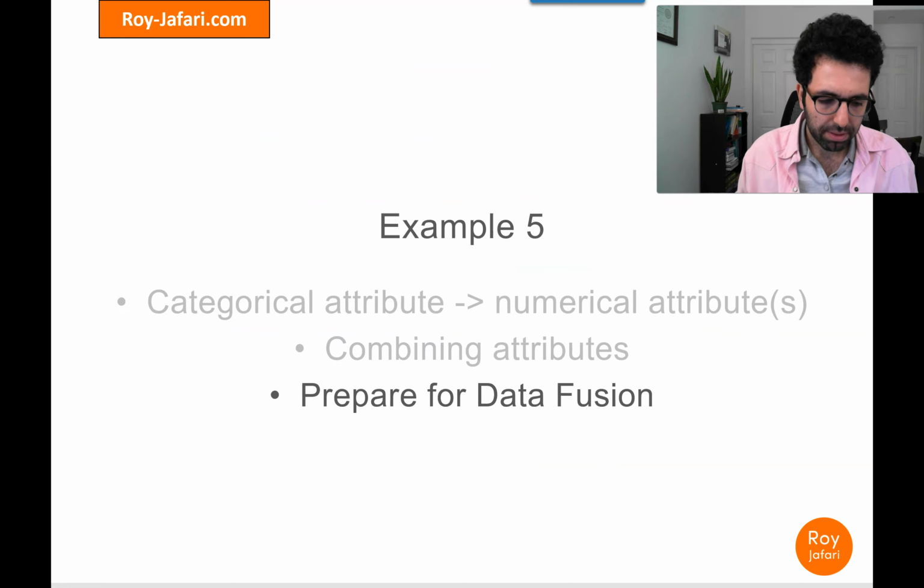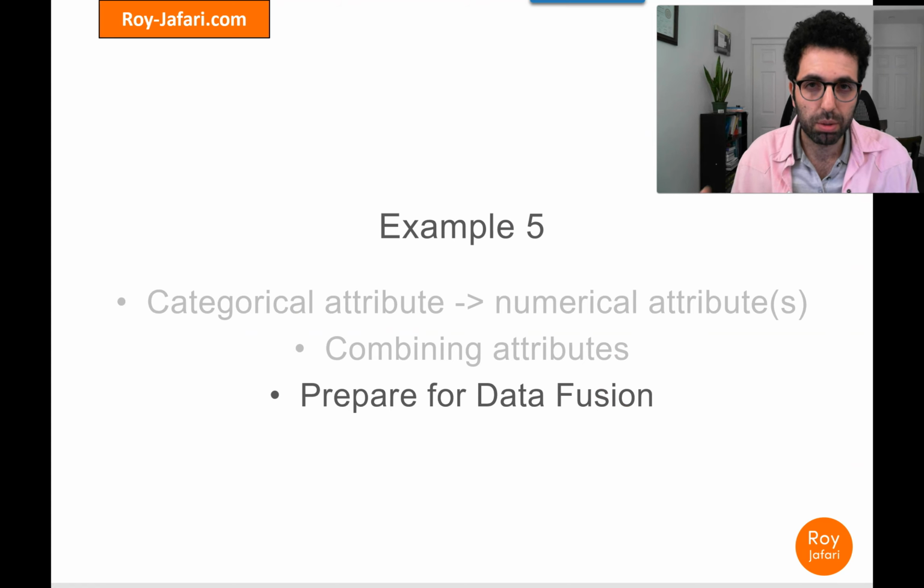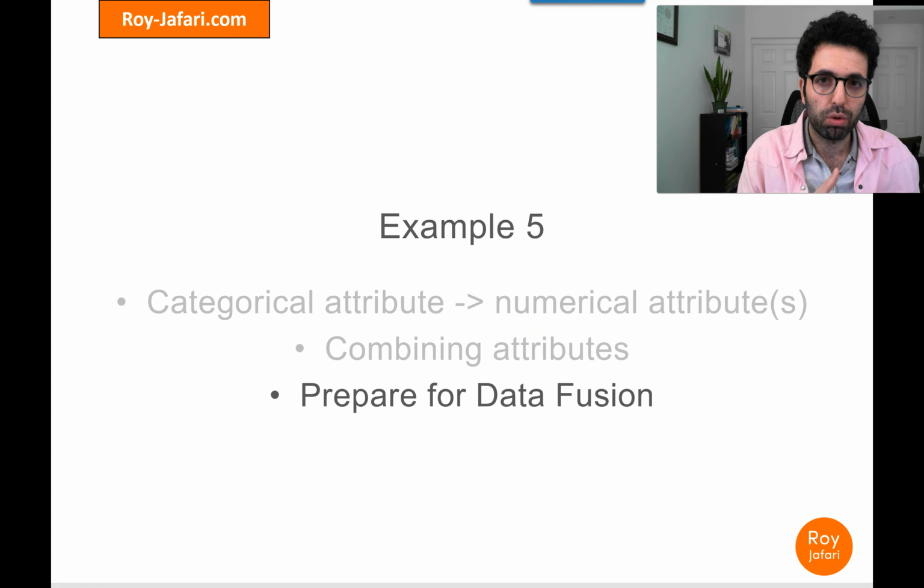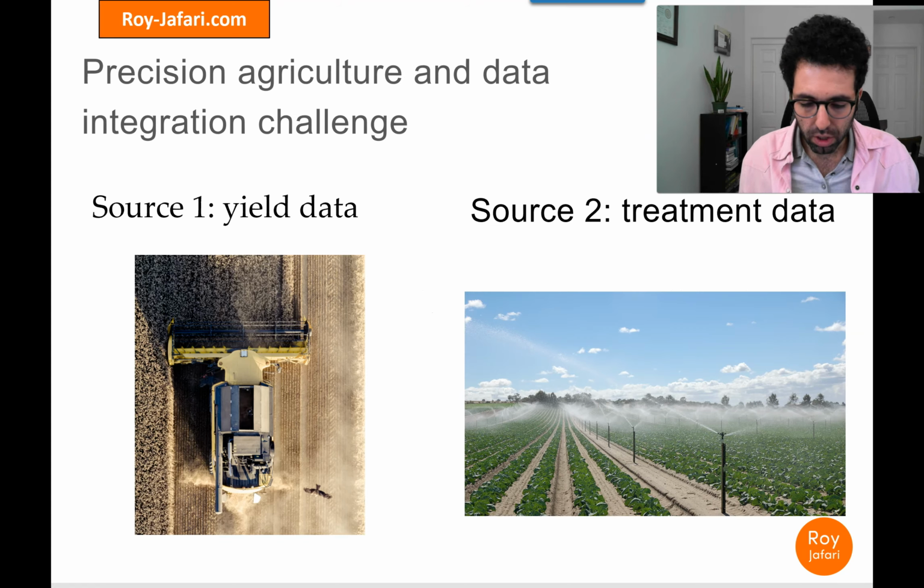All right, the last example we want to look at is using attribute construction as a way to prepare for data fusion. For instance, we have the yield data and treatment data of precision agriculture. These data are collected using different devices, on each of these water stations.